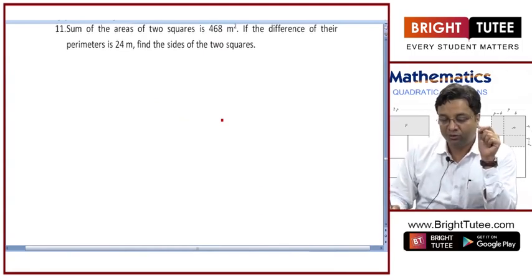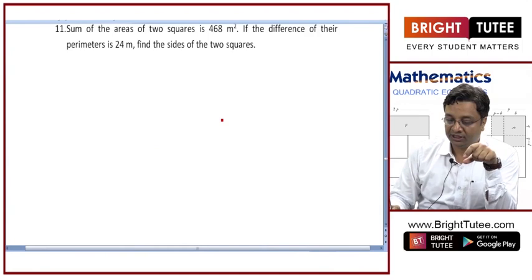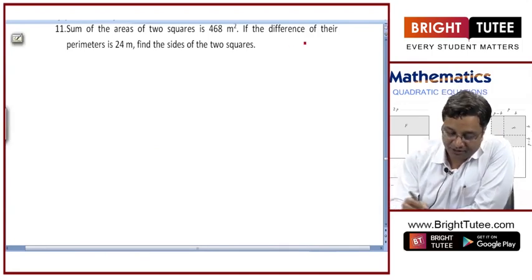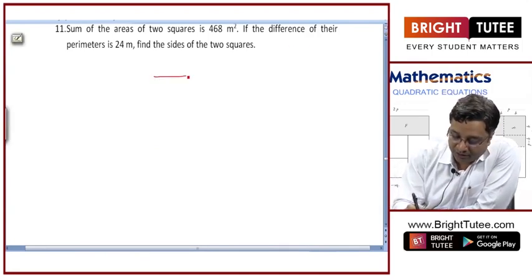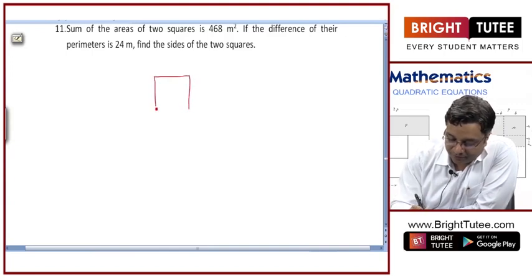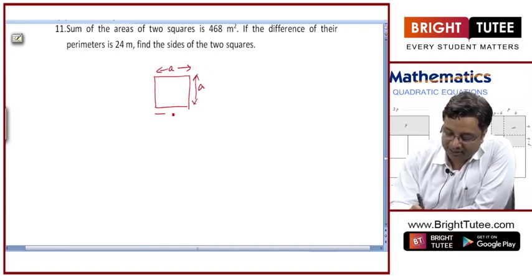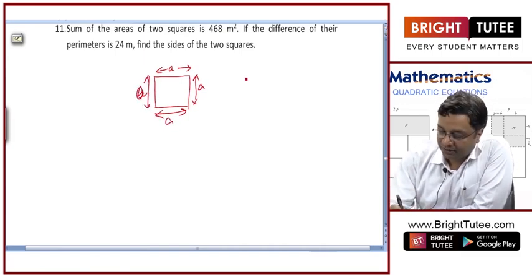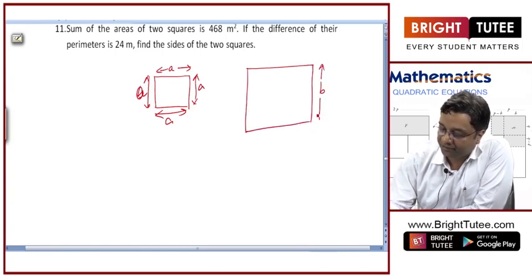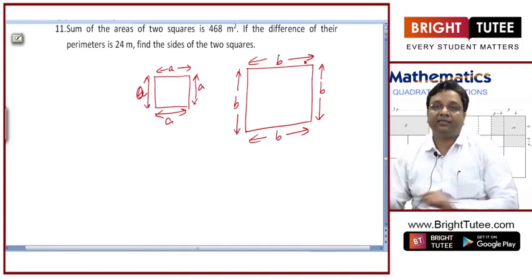The sum of the areas of two squares is equal to 468 square meters. If the difference of their perimeters is 24 meters, let's say there are two squares. This one has got the dimensions a. In a square, all the sides are equal. So I can take another square where the dimensions are b. I mean all the sides are b meters. Okay, let's take these two squares.